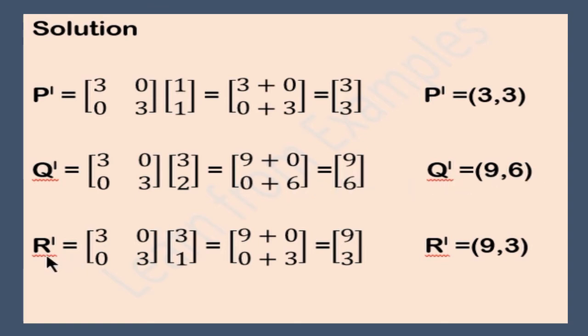The same thing we'll do with R dash. To find R dash, keep the transformation matrix first and the point after that, and keep the point as a 2 by 1 matrix. So multiplying, take the first row and multiply with the column. The first element is 3, multiply with the first element 3, you get 9. The second element is 0, multiply it with the second element 1, you get 0, so you get 9 here. Next, go to the next row, take the first element, multiply it with the first element, we get 0. Second element 3 with the second element 1, we get 3. 0 plus 3 is 3, so R dash is 9, 3.